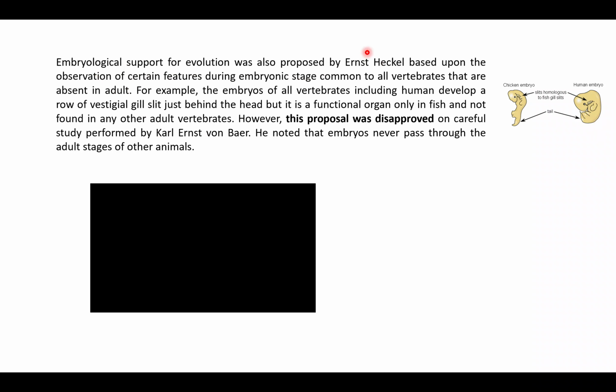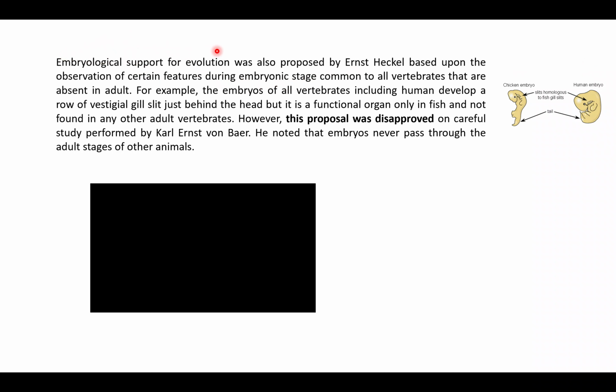So Ernst Haeckel said that since the chicken, human embryo, and the fish have gills during the developing embryo, they are all linked and they have a common ancestor. So that is the embryological support for evolution.